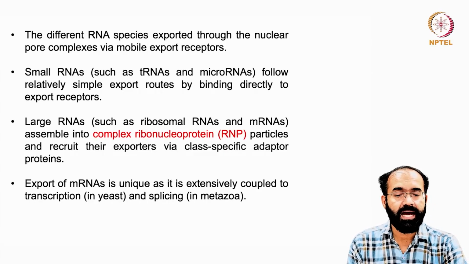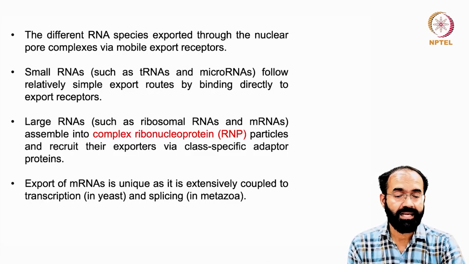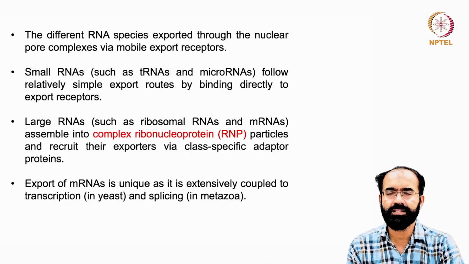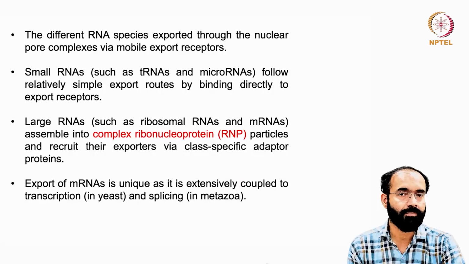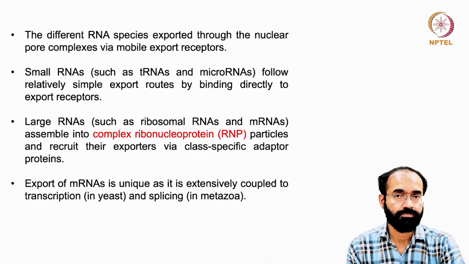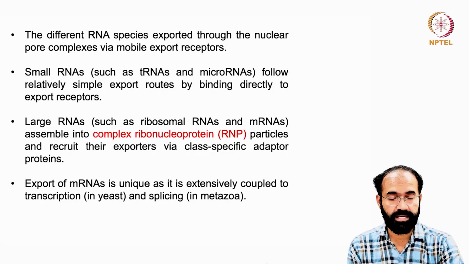So the different RNA species are exported through the nuclear pore complex via mobile export receptors. When you say receptor, we should understand that receptors can be temporarily fixed in a place or they can be mobile. Many such examples are there. So receptors can be of mainly two different types.